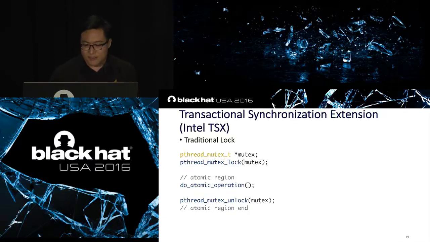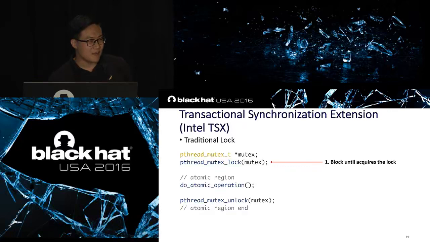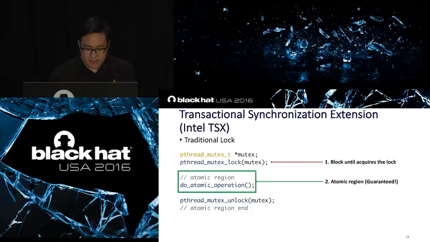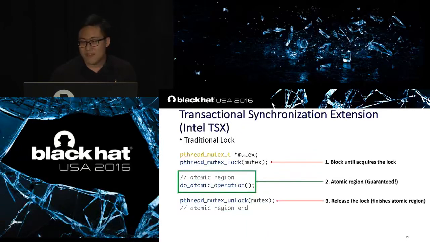In a traditional lock, to create an atomic region, the user needs to acquire the lock. This acquiring operation may be blocked if another thread holds the same lock at the same time. So the thread will wait until it gets the lock. After that, if acquiring is successful, the atomic region can be executed, and it is guaranteed to be executed. Then, to let other threads use the same mutex, the thread needs to release the lock after the atomic region has finished.